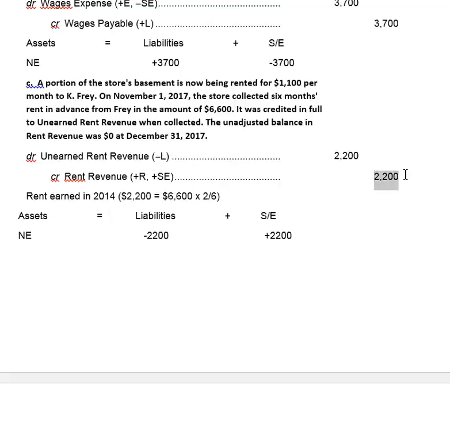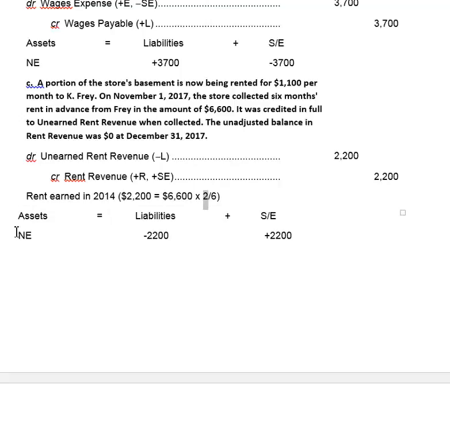So we've now earned rent revenue of $2,200, and that's $1,100 a month for 2 months, the 2 months being November and December, and we're going to draw down on the unearned rent revenue because it's no longer a liability or an obligation for us as ABC Company, because we've provided tenancy. So we're going to draw down on it by $1,100 a month times 2 months. The $6,600 was originally set up as an unearned revenue for 6 months, but we've now drawn down on the liability by 2 months because we've provided tenancy.